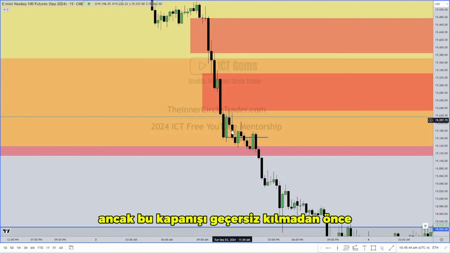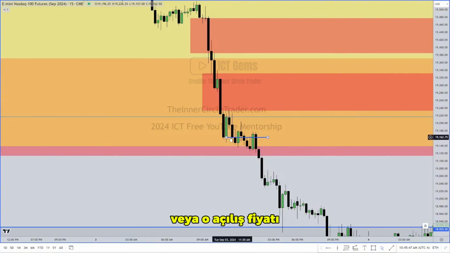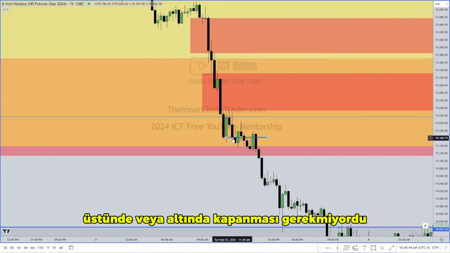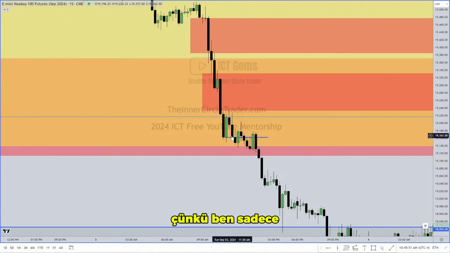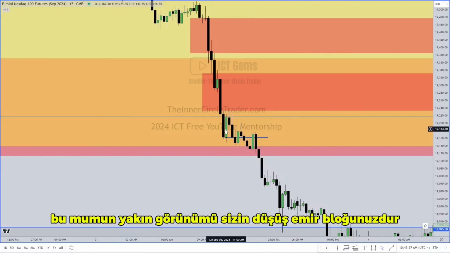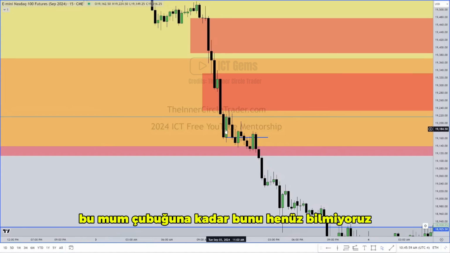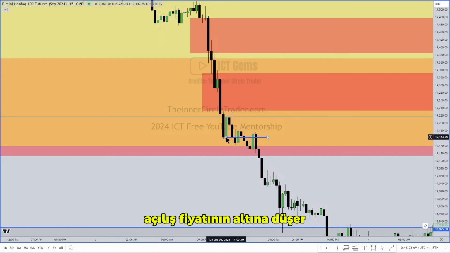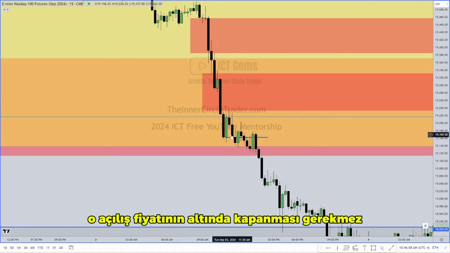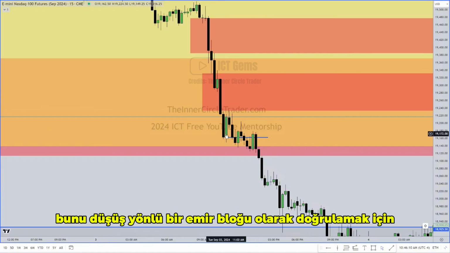But prior to it validating that closing or that opening price, it didn't need to close above or below it. Let me say that one more time because I just gave you a whole bunch of contradicting statements. This candlestick up close is your bearish order block. We don't know that yet until this candlestick crosses down below the opening price. It does not, on this candlestick, it does not need to close below the opening price of that to validate that as a bearish order block.